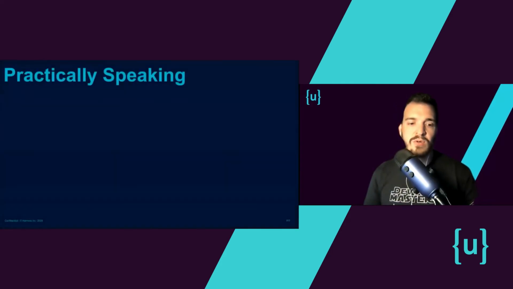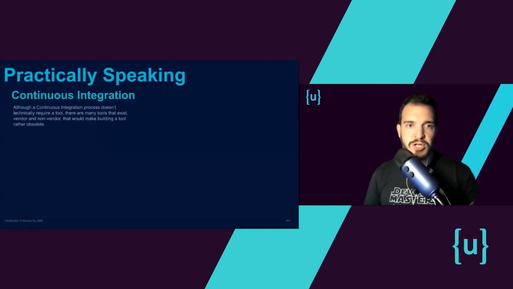Now let's walk into more of a practical perspective of this. So with continuous integration, the first thing to note is the process inherently doesn't require a tool to be able to do a continuous integration process. You don't technically need a CI tool to do it. However, there are so many that exist, vendored and non-vendored, that if you were to build your own tool or build your own process outside of a tool, it's kind of obsolete. It would basically be reinventing the wheel at that point. So I highly recommend looking into a tool if you want to implement continuous integration.